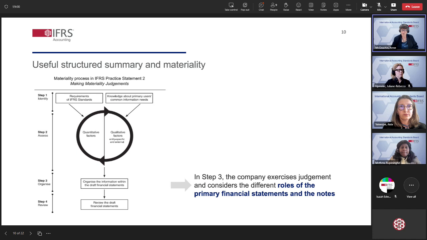So items should be included in a primary financial statement if they are necessary for the statement to provide a useful structured summary. Detail that's not needed for the statement to provide a useful structured summary is then provided in the notes if that information is material.